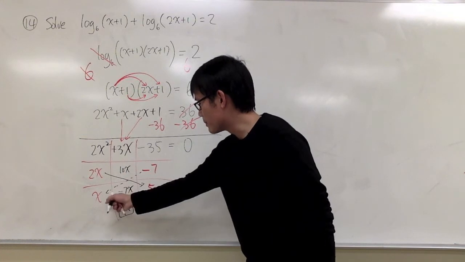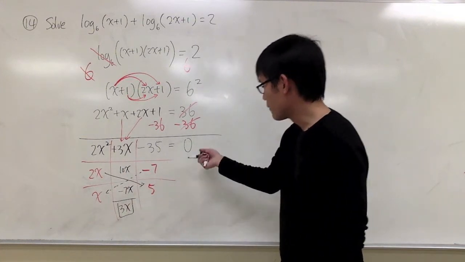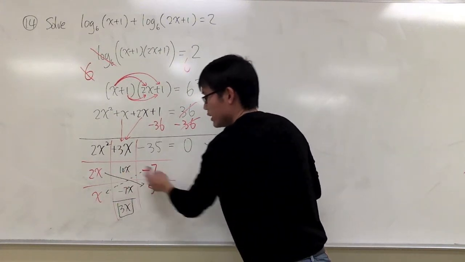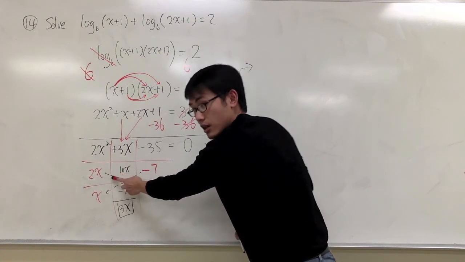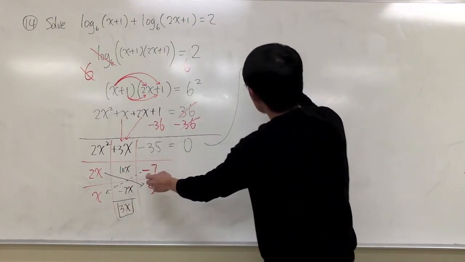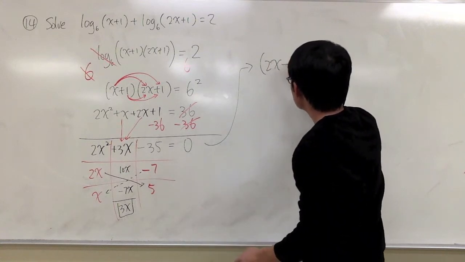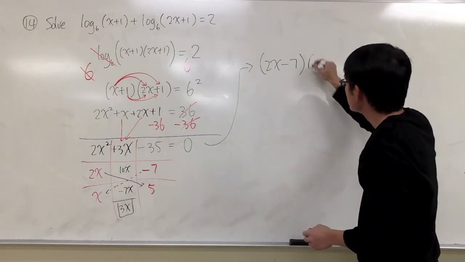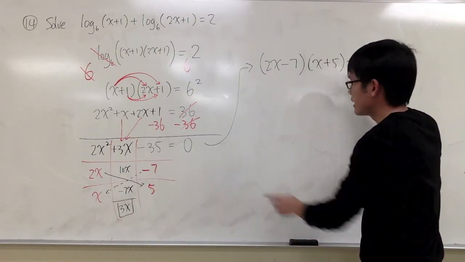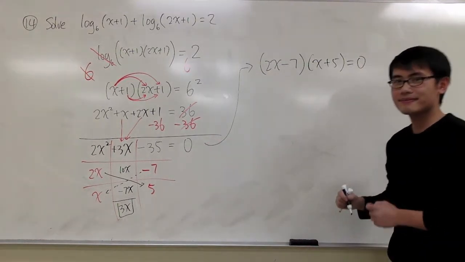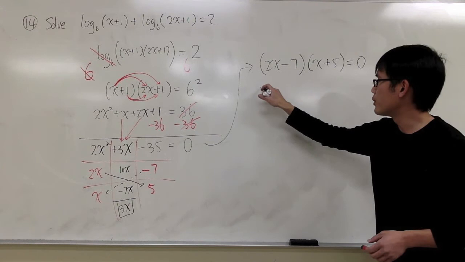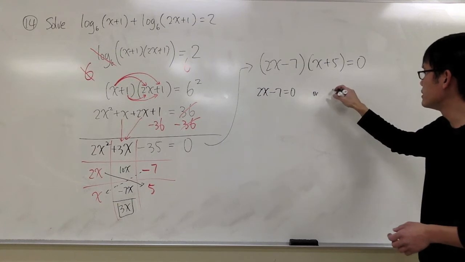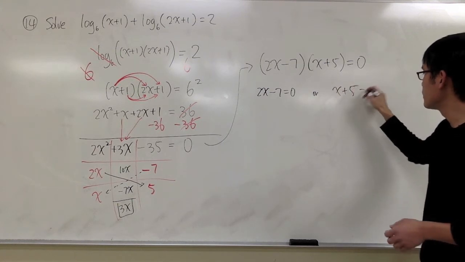So when you cross multiply, that's for the check. But for the answer, for the factors, let me just write this down here. For the factors, you have to read it across. The first factor will be 2x minus 7. Okay. 2x minus 7. And the second factor is x plus 5. That still equals 0. Now I can just set the first factor, 2x minus 7, equal to 0, or the second factor, x plus 5, equal to 0.